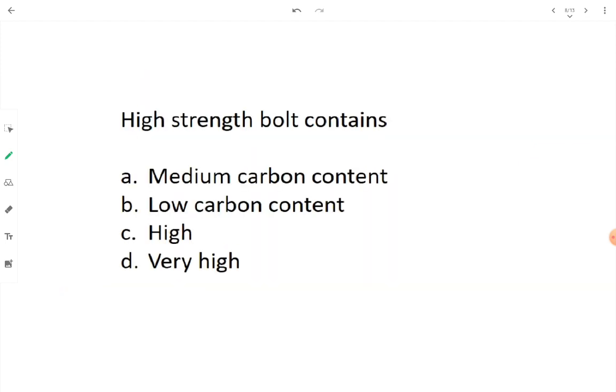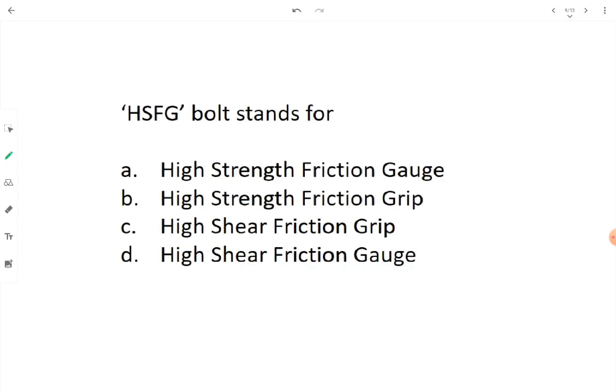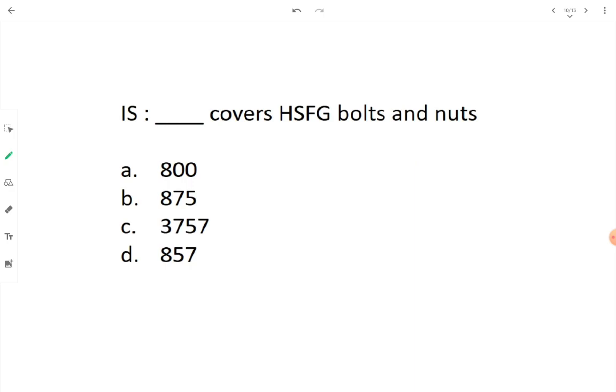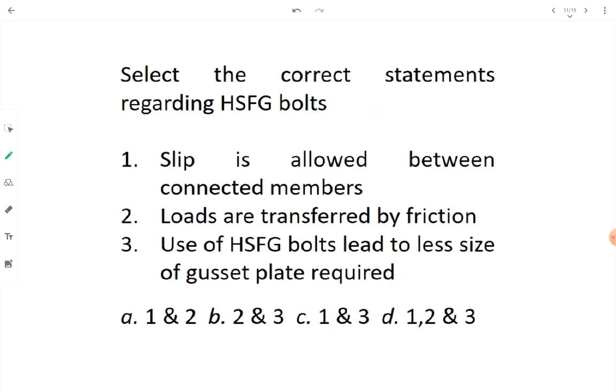Then high strength bolt contains medium carbon content. Okay, then HSFG bolt stands for, HSFG stands for high strength friction grip. Okay, remember, high strength friction grip. Okay, option B is the one. Then the IS code that covers HSFG bolts and nuts, fill in the blank. Okay, the IS code that covers HSFG bolts and nuts is IS 3757. Remember it, 3757.